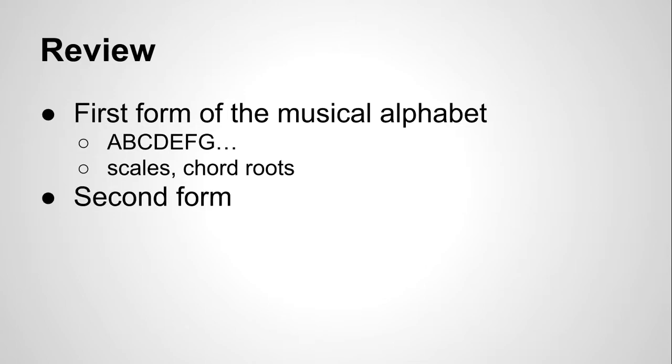The second form of the musical alphabet was face, E, G, B, D, F, which is like, you see the E is a pivot point, F is a pivot point, and that also continues on and on. That's for when we want to build the chord tones, what notes are in the chord.